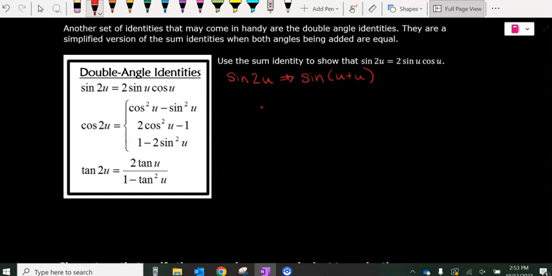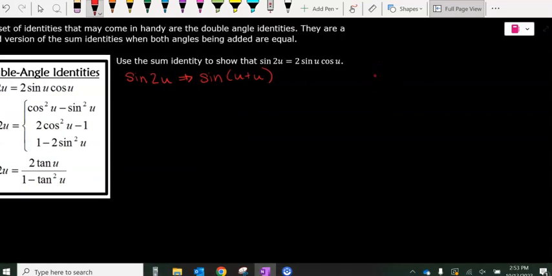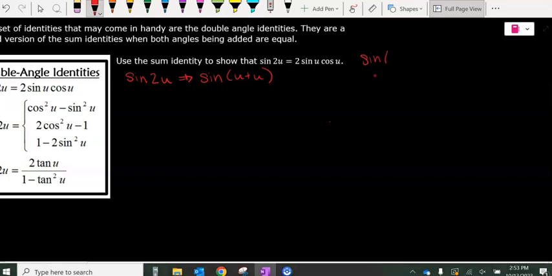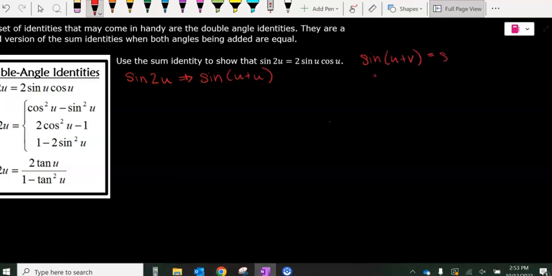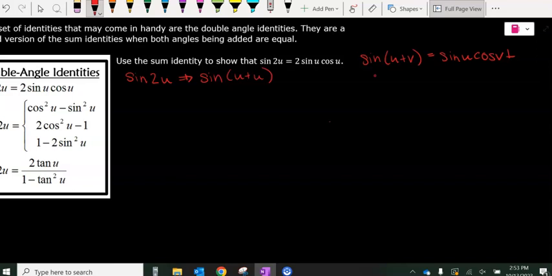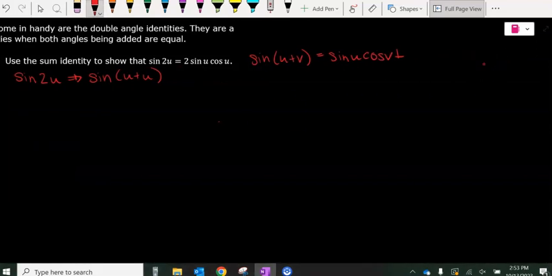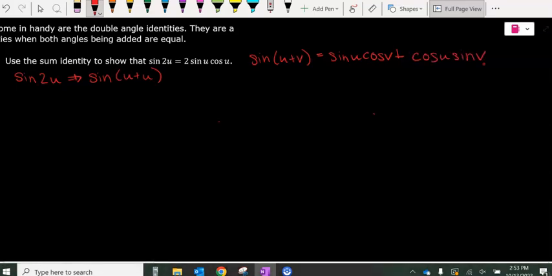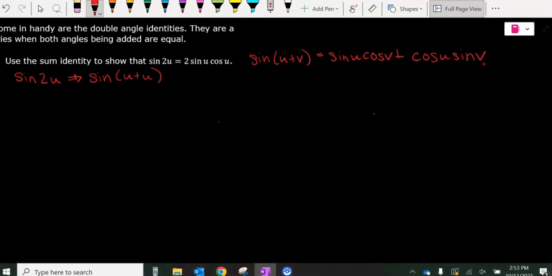Now, if you recall from the other day, our sum identity for sine is that if I have sine u plus v, that's equal to the sine of u times the cosine of v plus the cosine of u times the sine of v. So cosine u sine v, right? And so now instead of having v, we're just have both of them being u plus u. So really what we're getting at this point in time is it's going to be the same as having sine u cosine u plus cosine u times the sine of u.